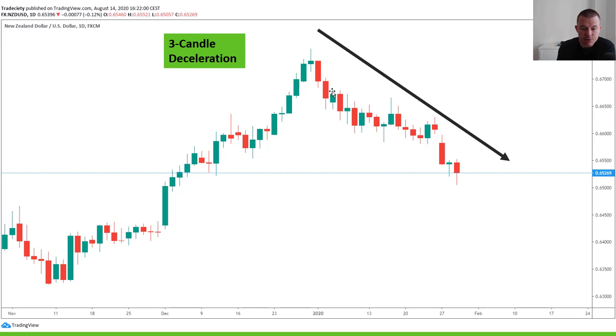What is really important is that you only look for those decelerations as a reversal after a long trending market. You don't want to look for them all over the place. They are mostly and they are best traded after long trending phases.